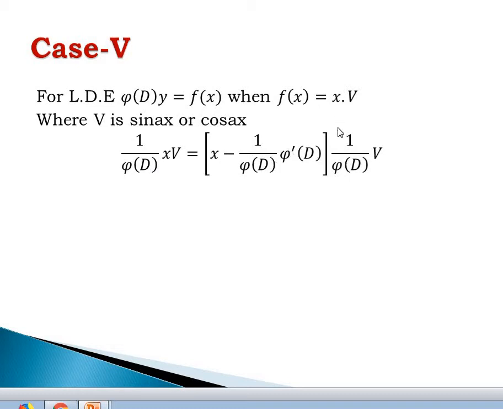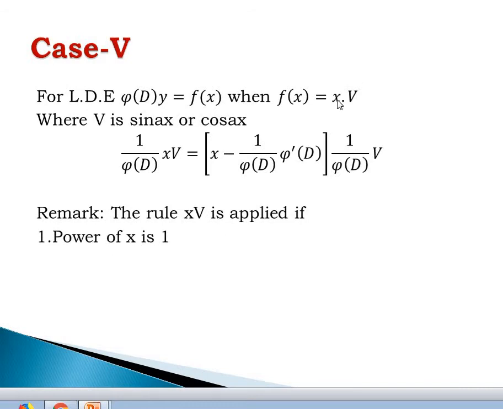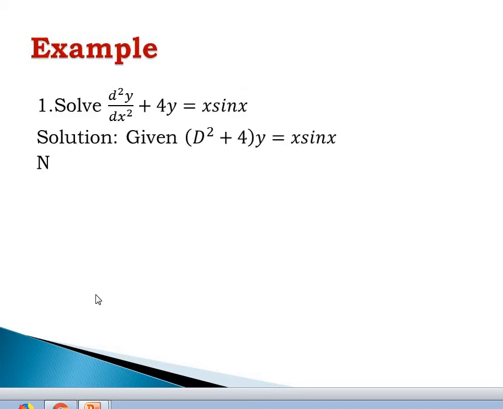x minus 1 upon phi of D into phi dash of D, bracket close, 1 upon phi of D into v, or x minus phi dash of D upon phi of D, bracket complete, 1 upon phi of D into v. This is the formula for finding yp. So by using this formula we have to find the yp. There is some rule to apply this case 5. First rule is the power of x is 1, that power of x remains 1, and second note is 1 upon phi of D applying on v, that operator operating on that v, is not a case of failure.